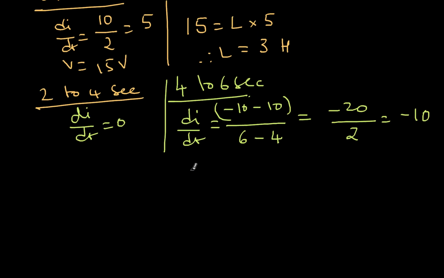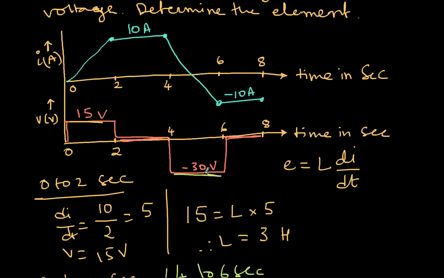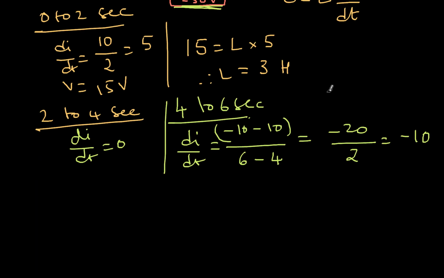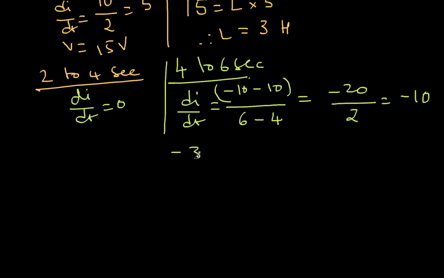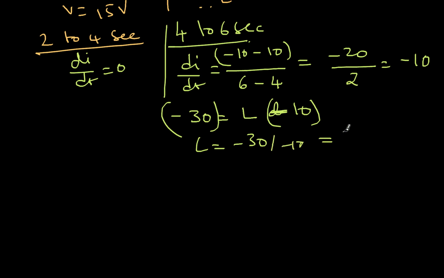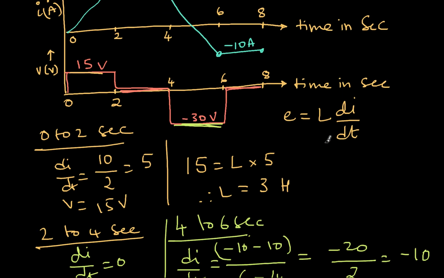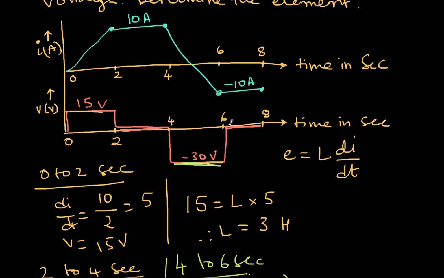So again I can read from the plot, between 4 to 6 the voltage is minus 30. So minus 30 is equal to L times di by dt, that is minus 10. So from this also, L will be minus 30 by minus 10, so it will be 3 henries. This confirms that the inductance is 3 henries. And in the remaining time the current is maintained constant, and therefore the voltage is also 0.